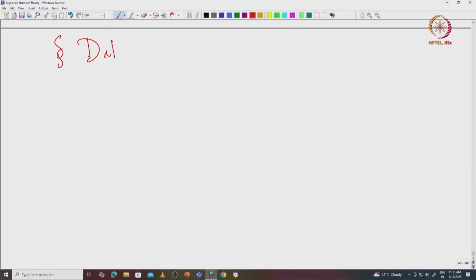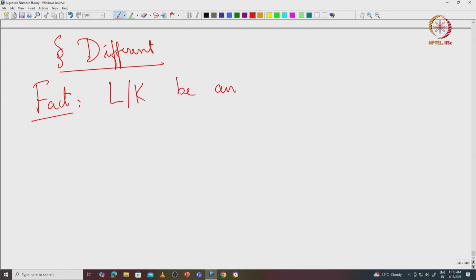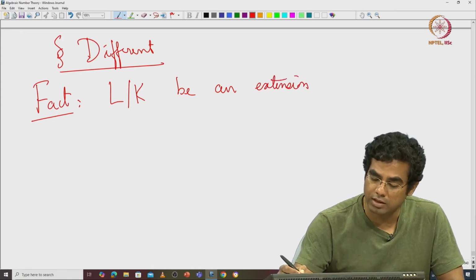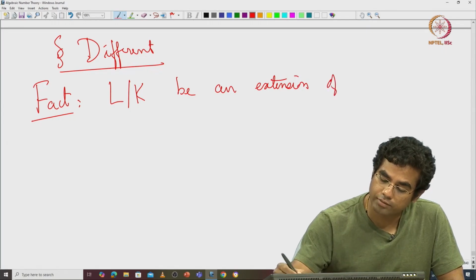But before that, let us recall some result that we proved very early on. Okay, so here is a fact. It is not needed to define different, but it is an important motivating fact, and I think we proved this early on. So, let L over K be an extension of number fields, but this result is true for any finite extension of fields.